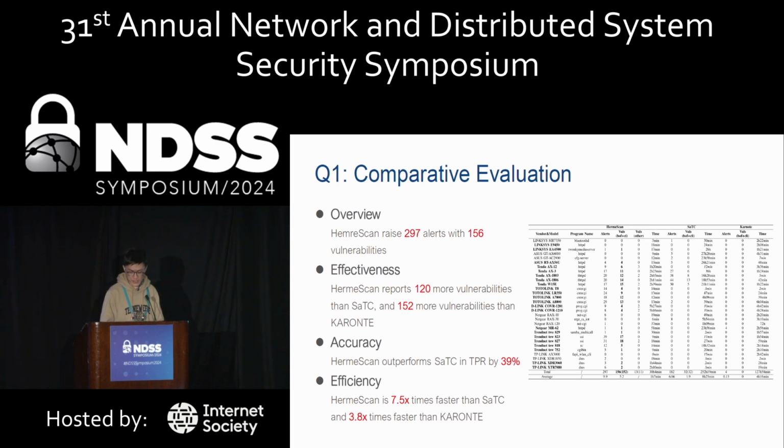And for efficiency, HermeScan is 7.5 times faster than SaTC and 3.8 times faster than KARONTE. The result demonstrates that by ensuring efficient source points to explore, HermeScan dramatically decreases the analysis time consumption by using a lightweight on-demand data flow analysis to achieve taint tracking.